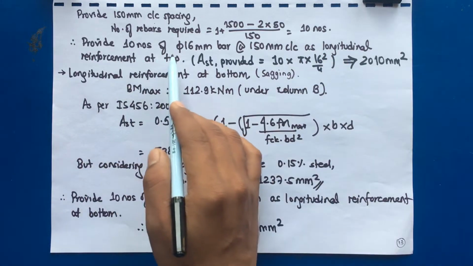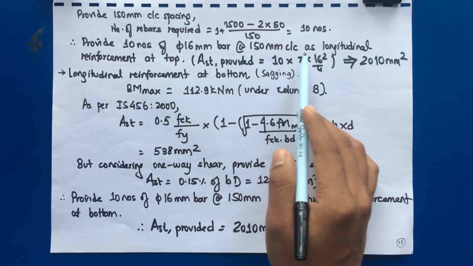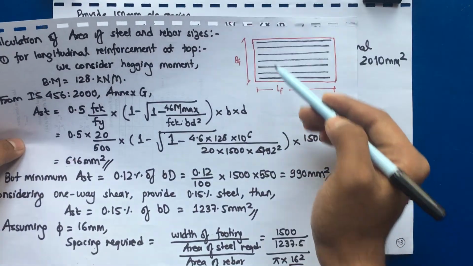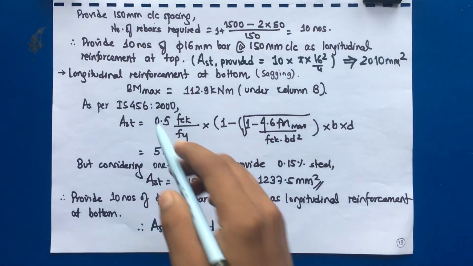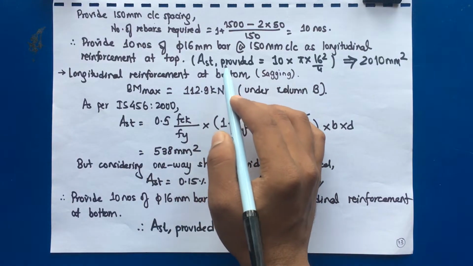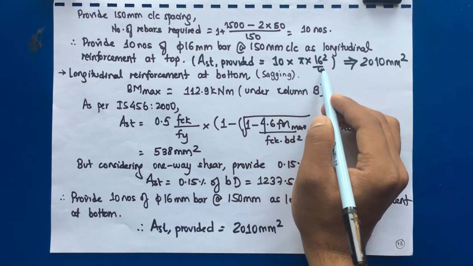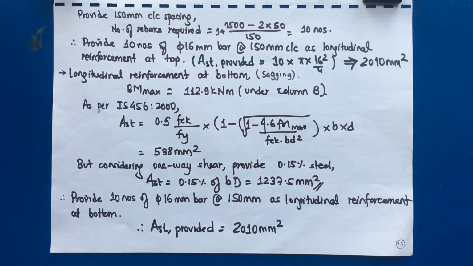Hence provide 10 numbers of 16 mm bars at 150 mm center to center as longitudinal reinforcement at top. So in this direction at top we will provide 10 rebars at 150 mm center to center spacing, and then the area of steel provided will be 10 × area of rebar π d²/4, so this comes as 2010 mm². Similarly, longitudinal reinforcement at bottom, that is for sagging.